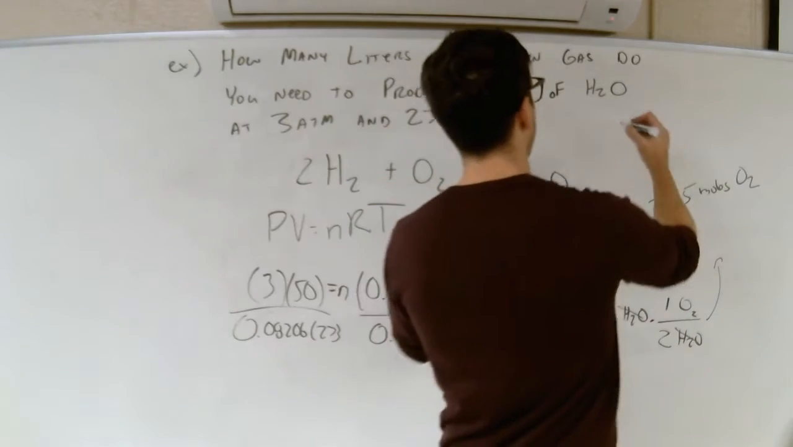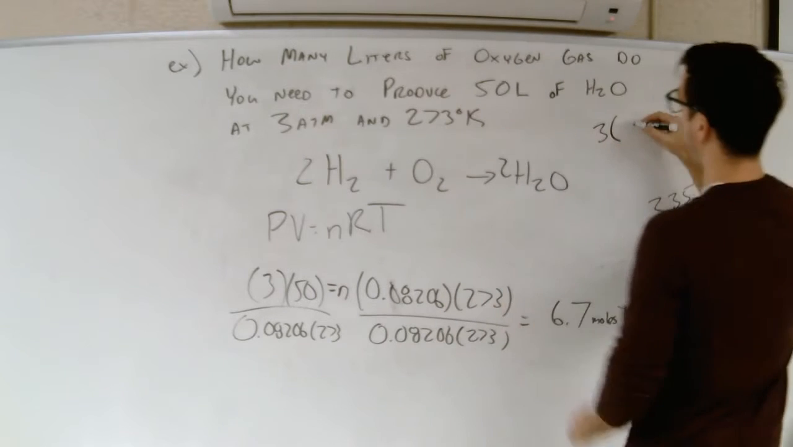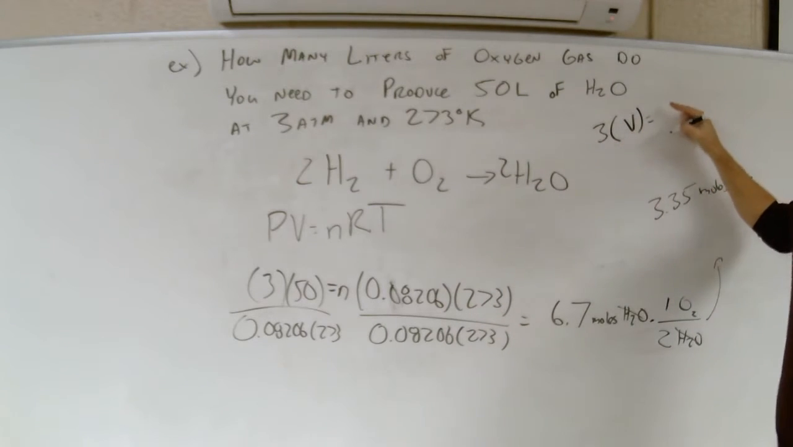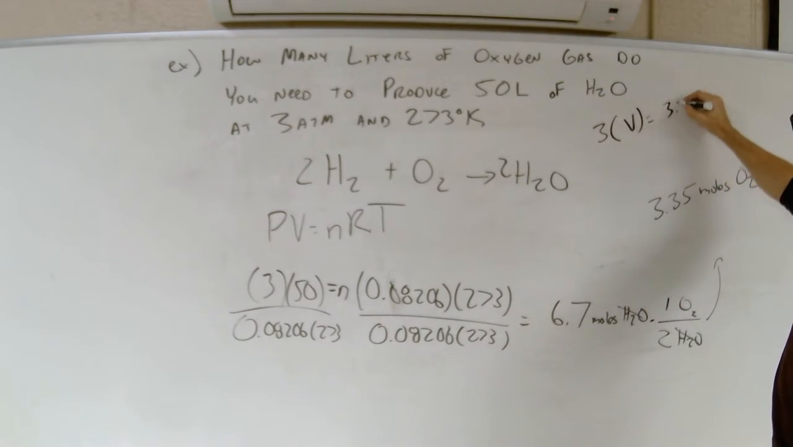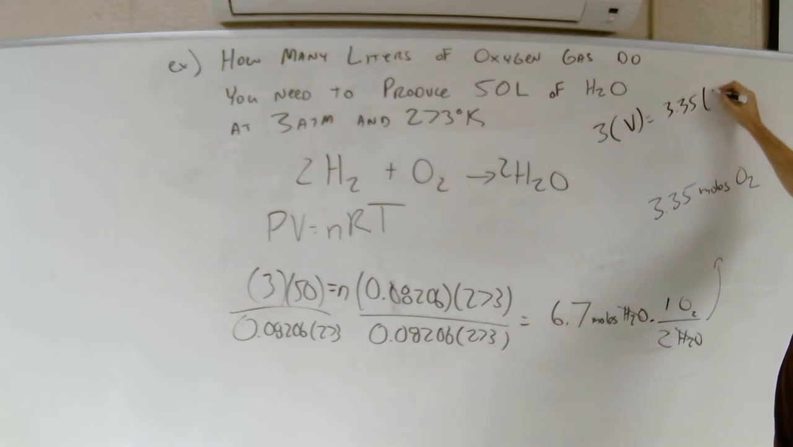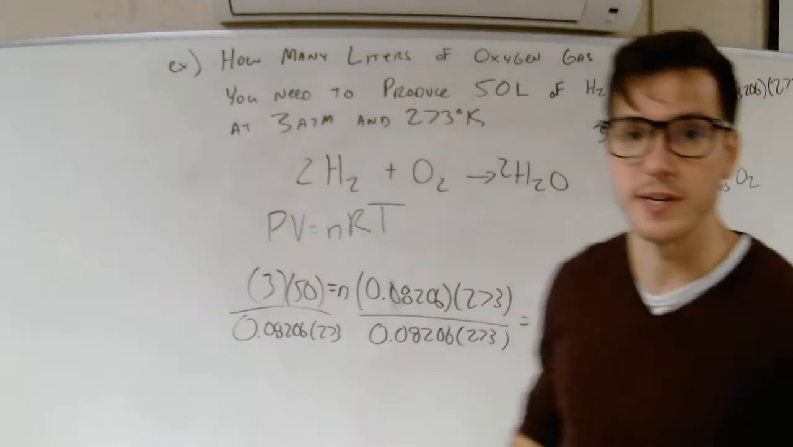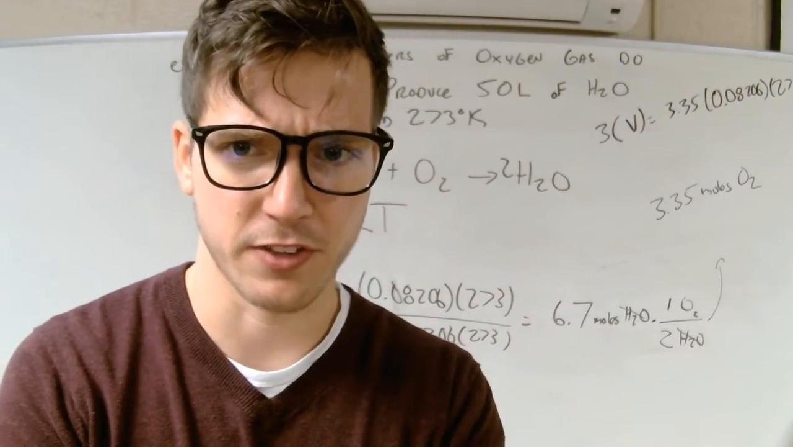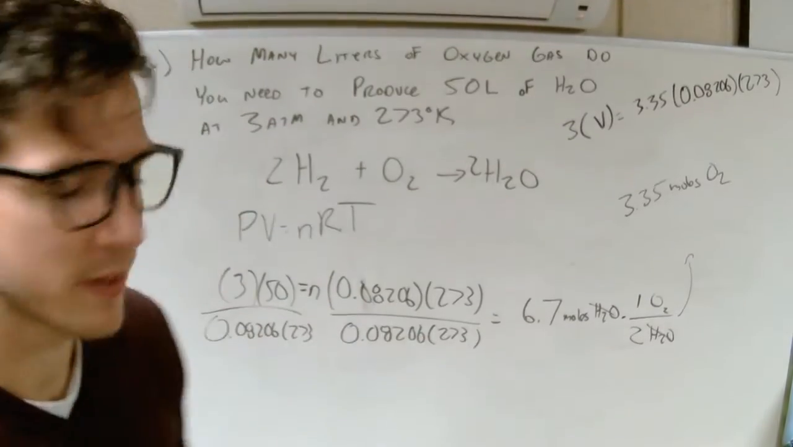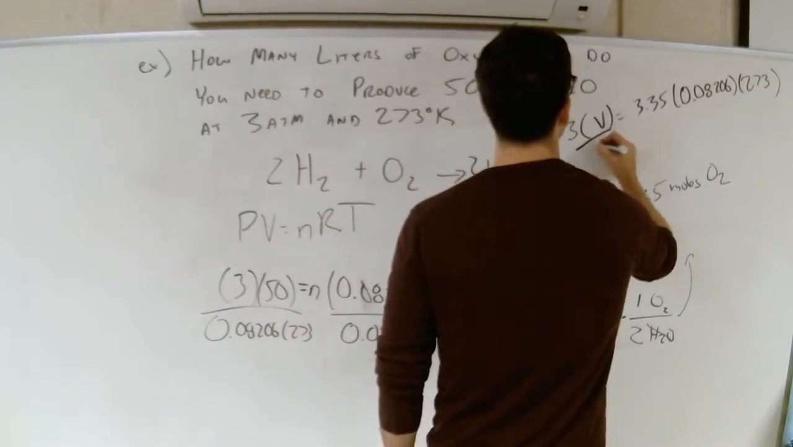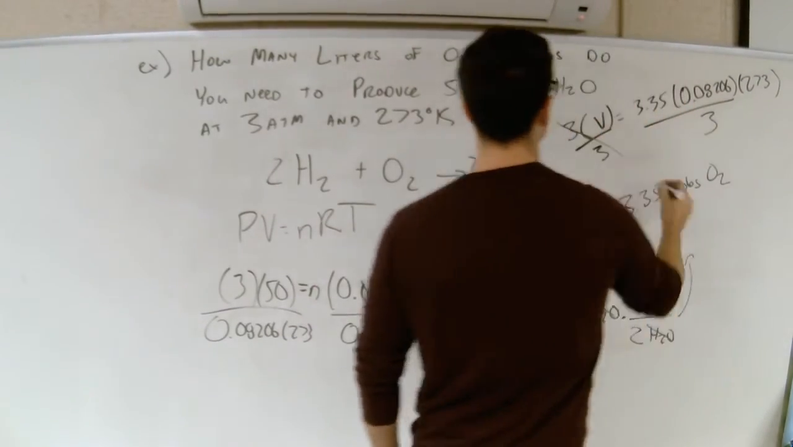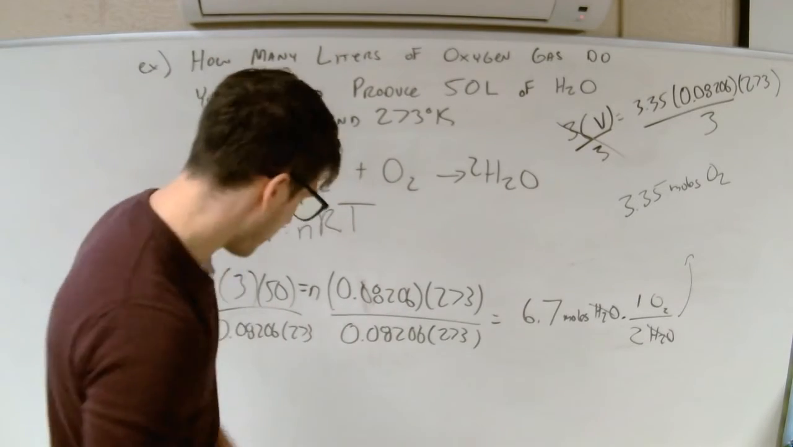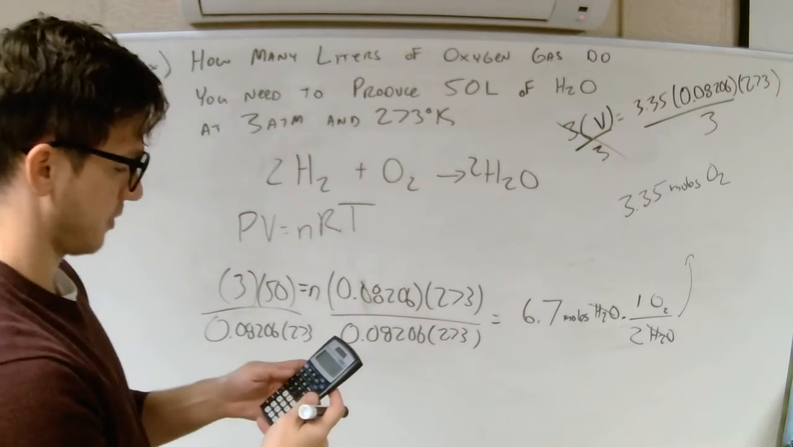We're still at 3 atm. Our volume is what we're looking for, but this time our moles is 3.35. Our R is always the same, 0.08206, and our temp is 273. I'm sorry, I ran out of room there. Let's fix that. Boom. Okay. Divide by 3 on both sides to get our new volume. Let's do that.